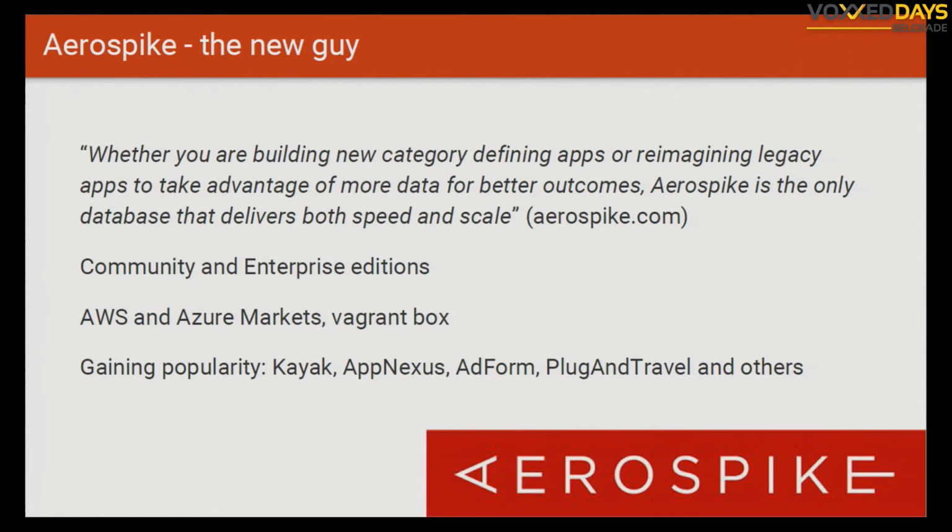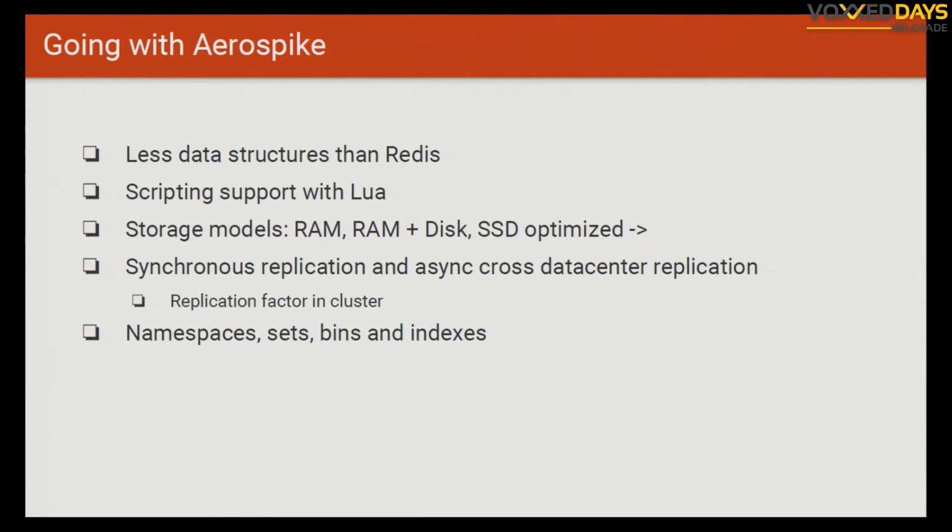Now if you are starting to learn about Aerospike, you will find that it doesn't have so many data structures compared to Redis, just because it doesn't try to solve the live analytics issue. So they don't need so many data structures. Support with Lua is there. You can find it here, with user-defined functions. And I think its main power stays in its storage model. So you can have different storage models in the same cluster.